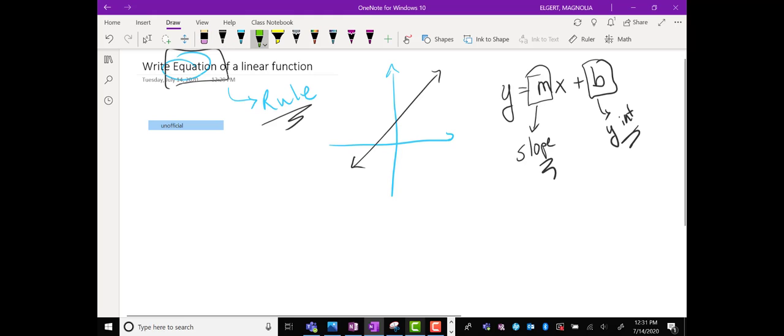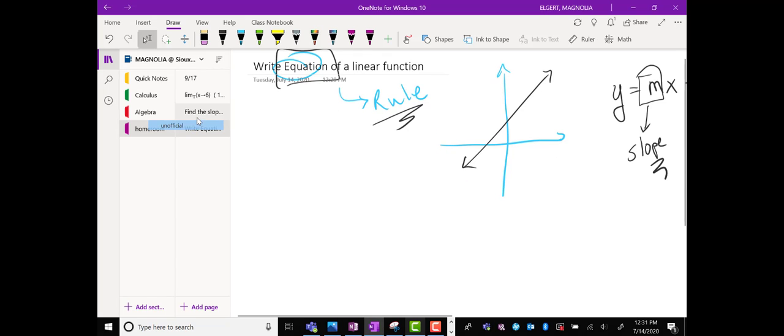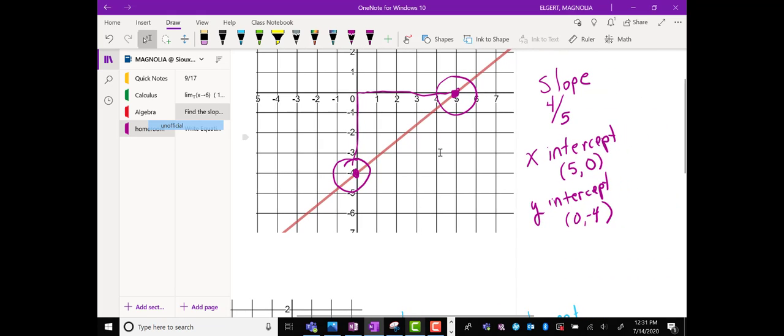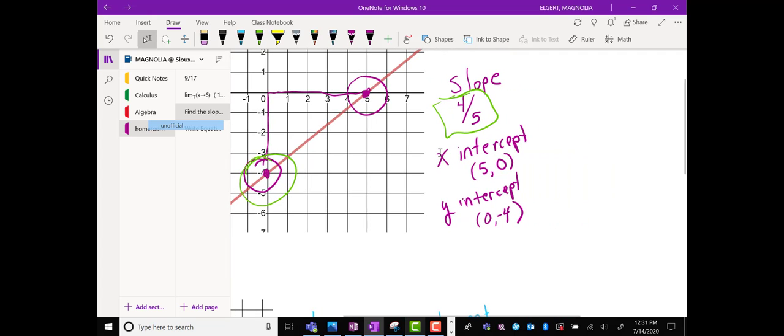For example, if I have the function that we worked on a little bit ago, let's use this one right here. We did this in our last lesson. Here's our line. The slope was 4 over 5. The y-intercept happened at -4. So the equation or the rule would be y equals 4/5 x minus 4, because that was the y-intercept. When we write the rule, we don't really care about the x-intercept.